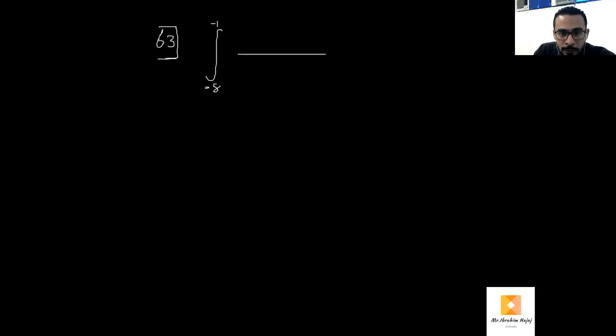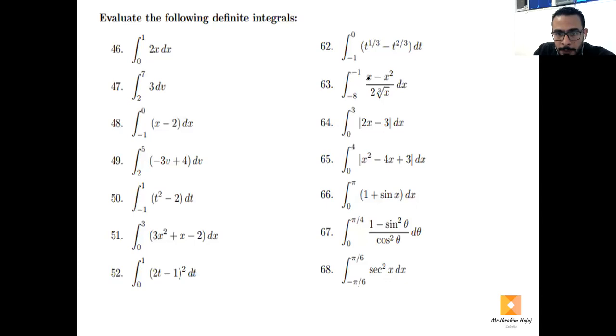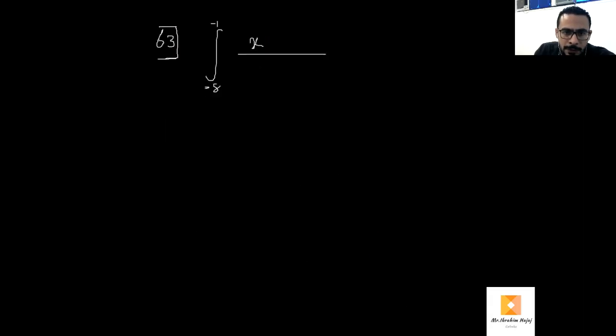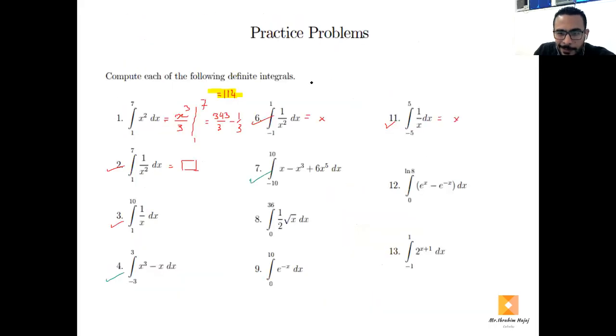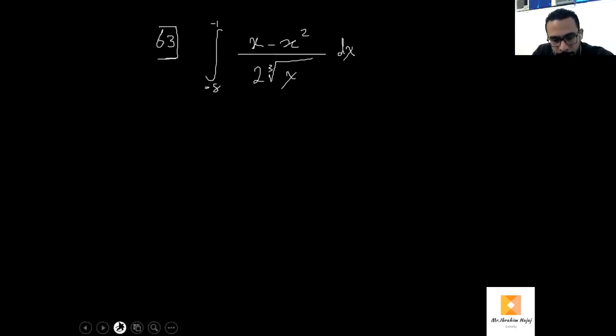You have the worksheet, guys, tell me what's the question. The integral from -8 to -1 of x minus x squared over 2 cubic root of x, dx. Yes. Now let's ask Rami to try to solve this question. It's easy but it needs one step. Yes, you have to do something before you start to integrate. Yes, correct, based on the properties of exponents.